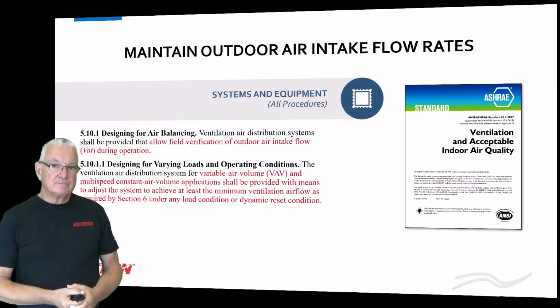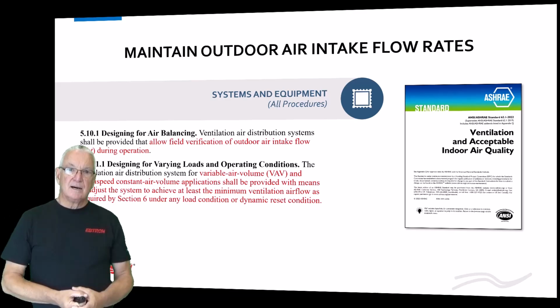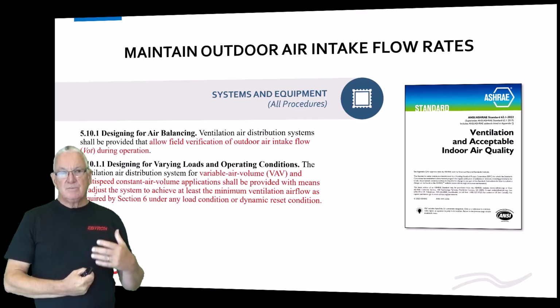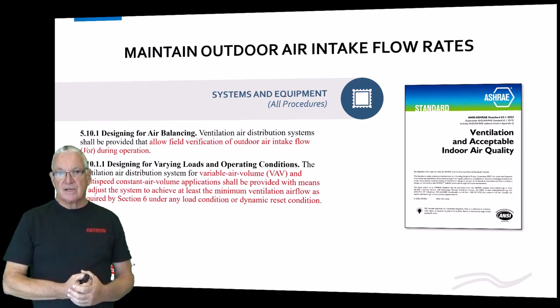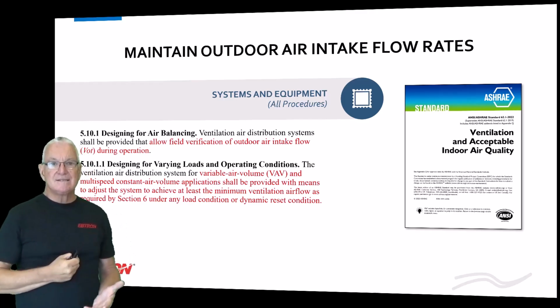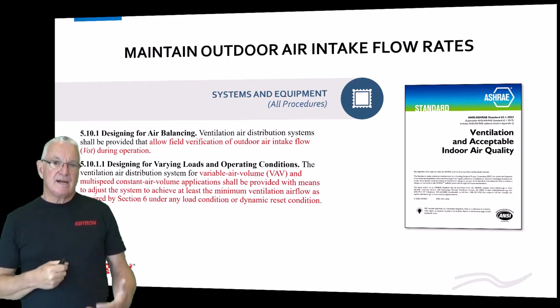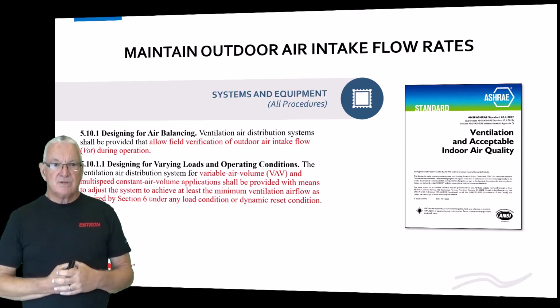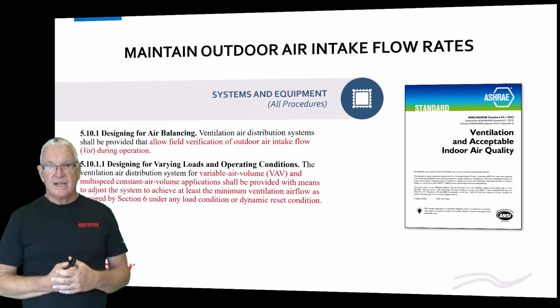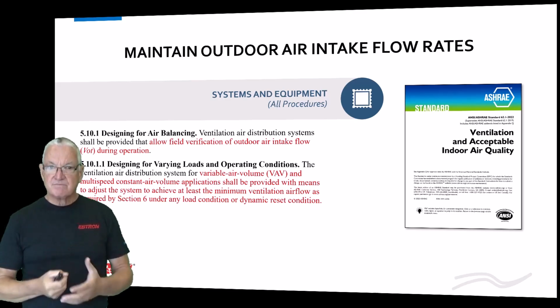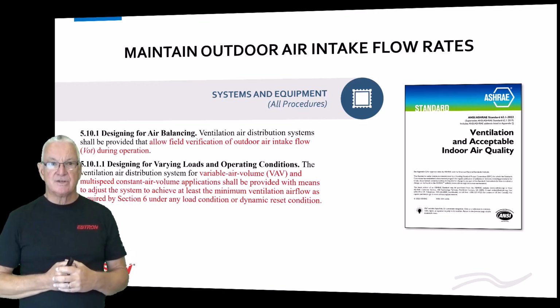Okay. Now, without going into a lot of detail here, I'll go into a little bit. So when we look at Standard 62, in systems and equipment, it comes a little bit short of talking about permanently measuring and controlling. Unfortunately, it does and it doesn't. You kind of have to read between the lines here. It says, designing for air balancing, ventilation air distribution systems shall be provided that allow field verification of outdoor air intake flow rates during operation. Okay, that's interesting, field verification.